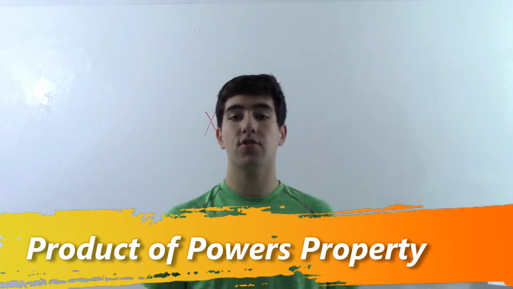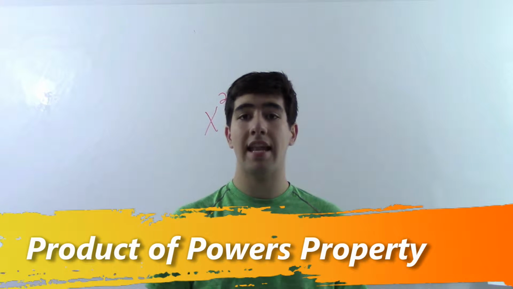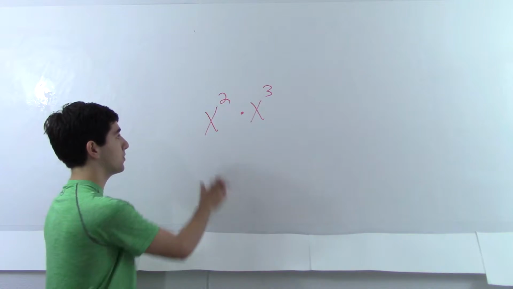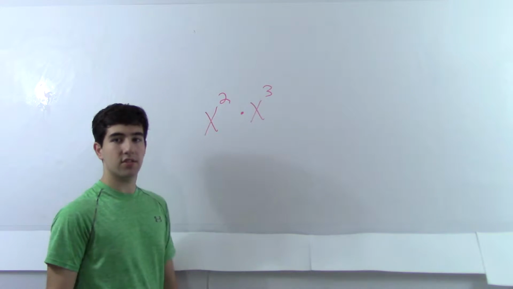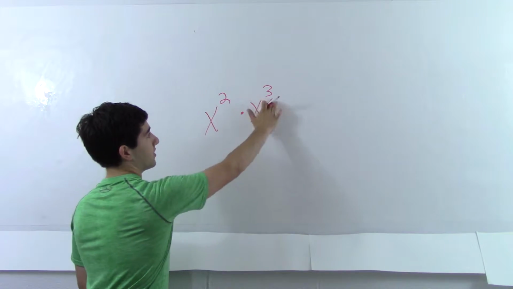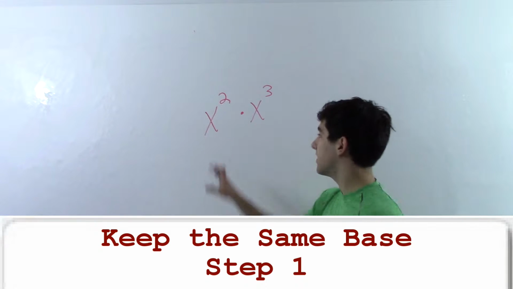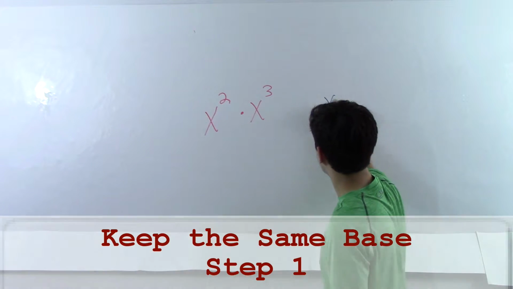First, we're going to discuss the product of powers property and how to use it effectively. The product of powers property is telling you how to multiply two like bases with different or the same powers. The first step is to make sure you have the same base. In this case, we do. So we're going to write that right over here.